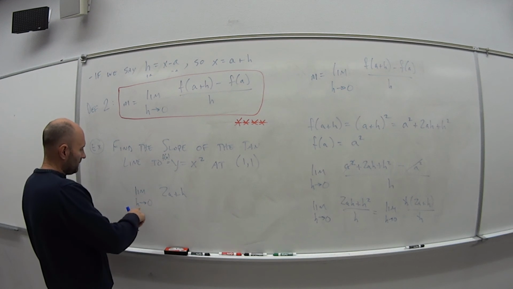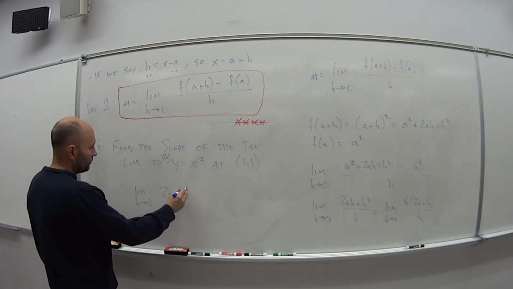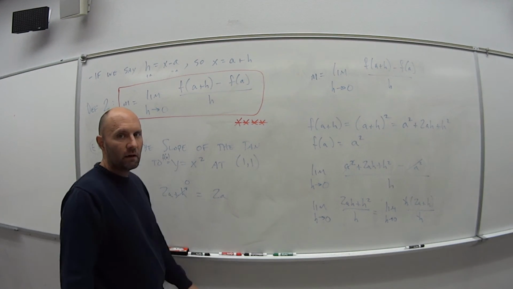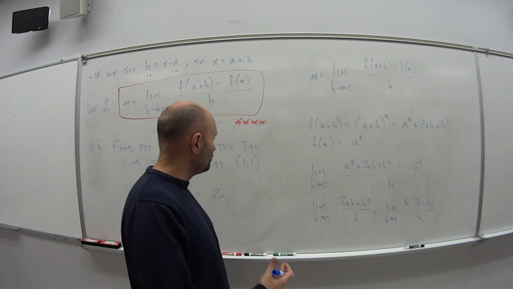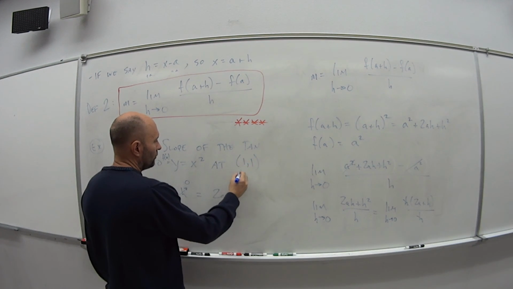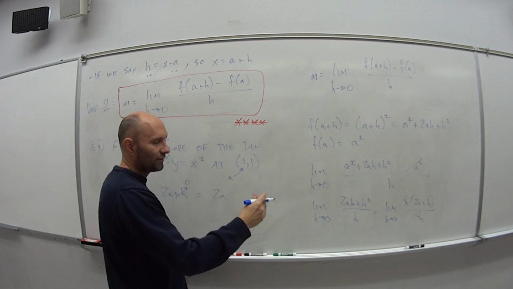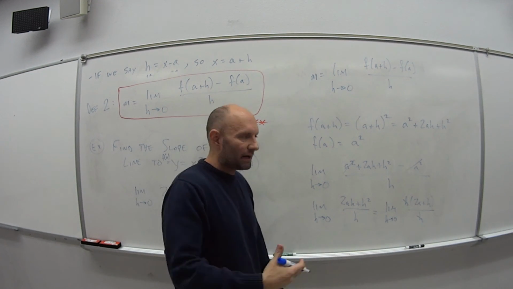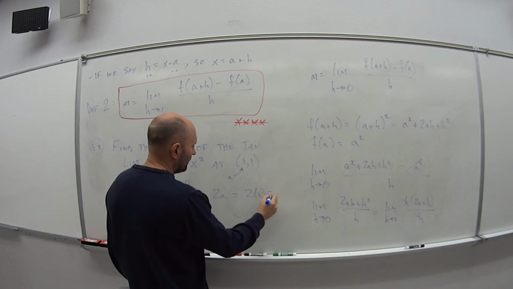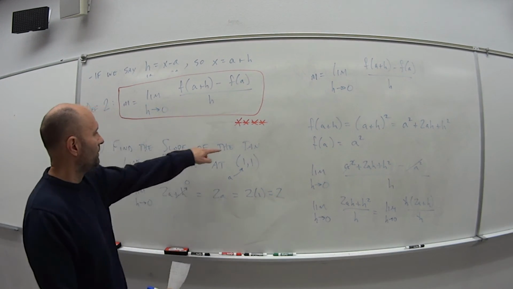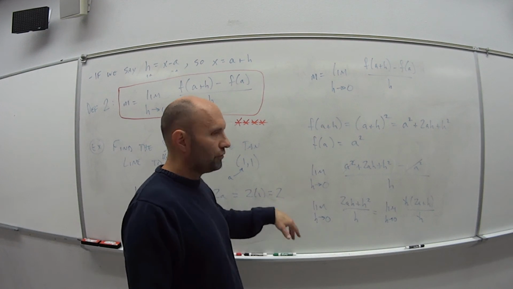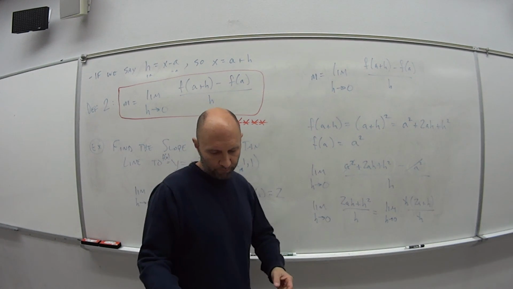So if we find the limit, well, as h goes to 0, that means what? That means this goes to 0, so we're just left with 2a. So the slope of this thing is 2a evaluated where? At 1, 1. So this, our value for x, is the value of a that I'm trying to evaluate. So if I plug that in, 2 times 1 means that the slope of the tangent line at the point 1, 1 is equal to the value 2.